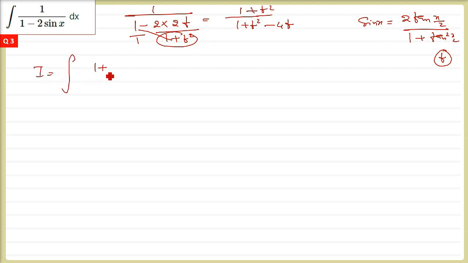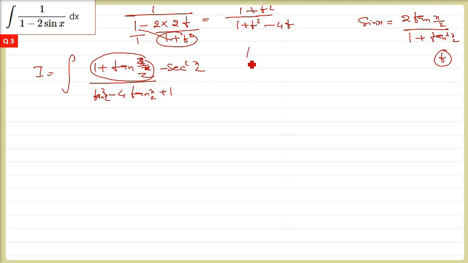So what do you get? 1 plus tan square x by 2. Now I am just writing the actual thing, tan square x by 2. And then we have 1 plus t square minus 4t. So you can write this as t square minus 4t plus 1. So tan square x by 2 minus 4 tan x by 2 plus 1. Okay, 1 plus tan square x by 2 is directly sec square x by 2. You already know this formula. Now take this t and write it as tan x by 2.